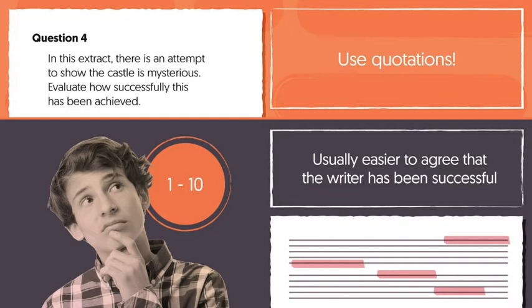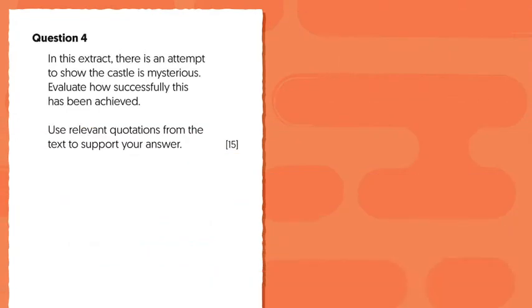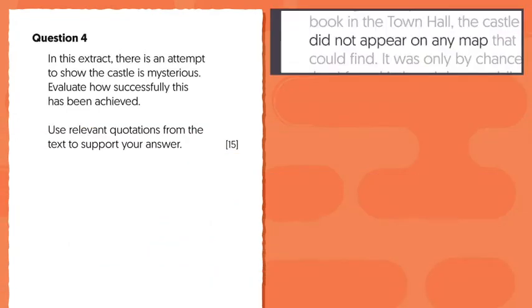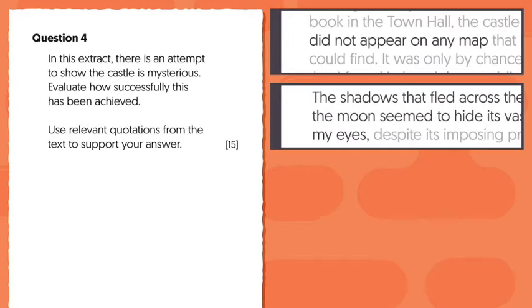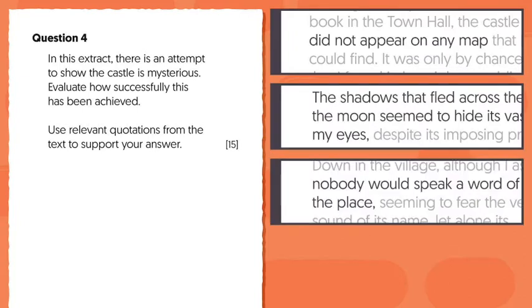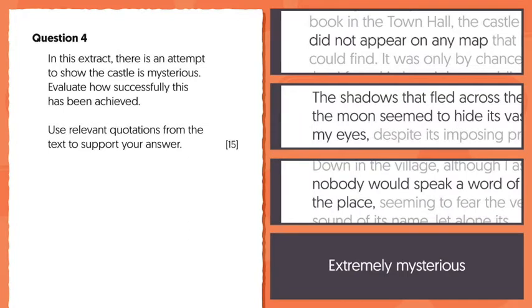Remember, although you don't have to agree that the writer has been successful, it's usually easier to answer that they have. So going back to the question, if, for example, the text says, the castle is not on the map, the shadows over the moon keep hiding it from the narrator's eyes, and no one in the area will talk about it, these things help to make the castle seem extremely mysterious. So the writer has been successful.